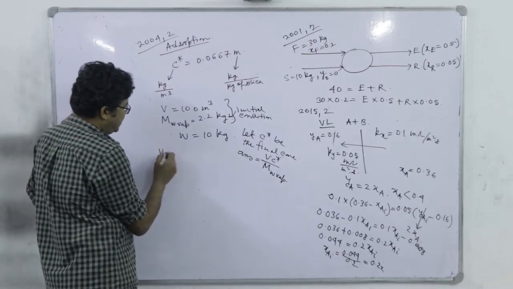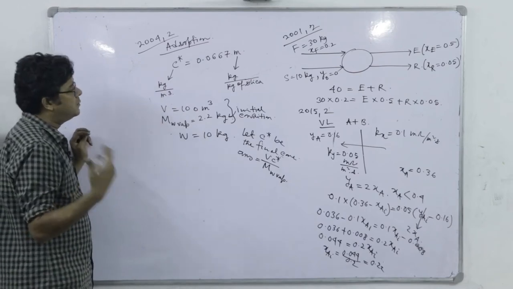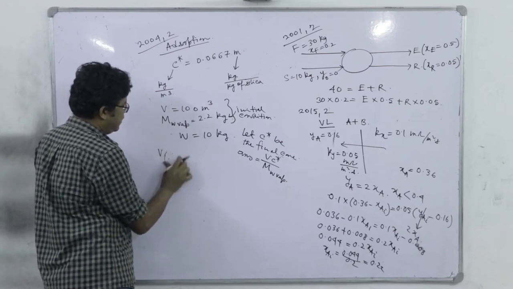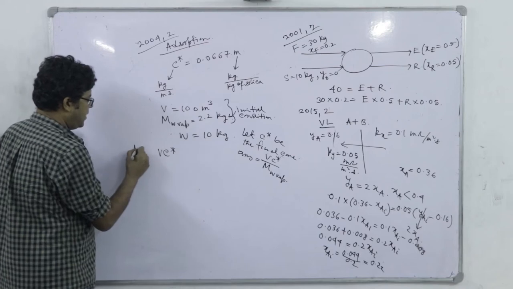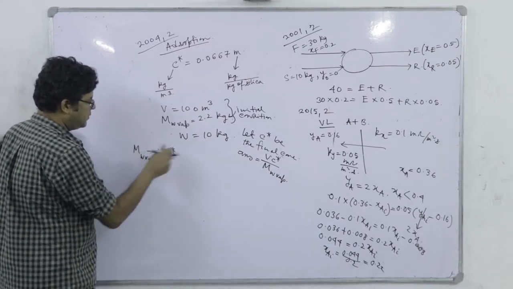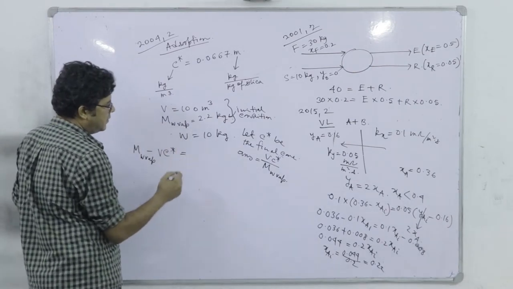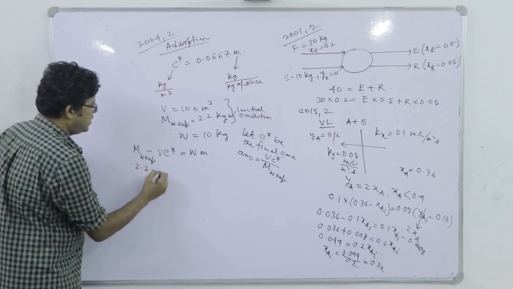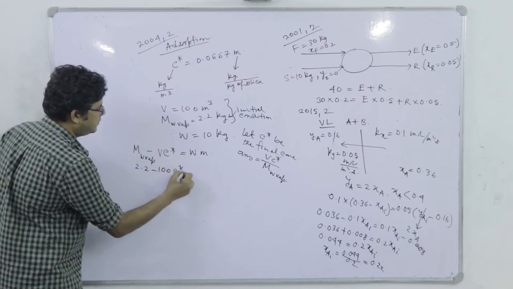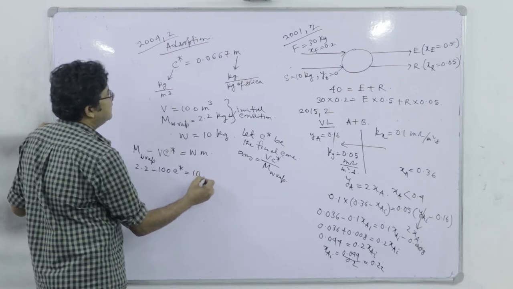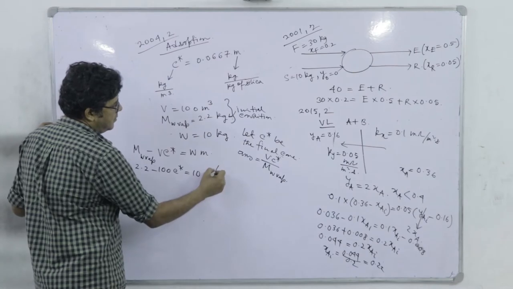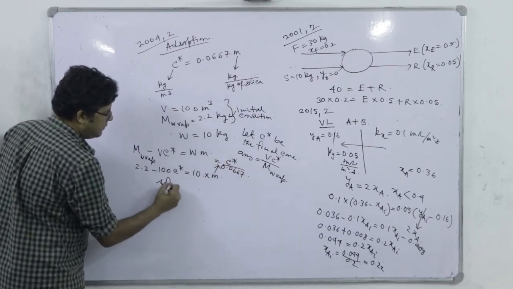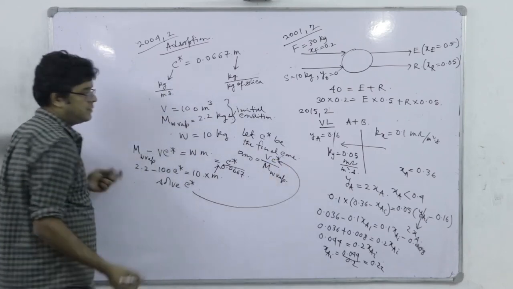So if we write a balance, whatever water is adsorbed from that room must be the water present in the silica gel. So V into C star, that is remaining, and m water vapor, that is initial, so that much is abstracted and basically adsorbed in the silica gel. So W into M. So this is 2.2 kg minus V. V is 100 into C star is equal to W. W is 10 into M, right? And M can be replaced as C star divided by 0.0667. So solve C star from here and substitute it back here, so you will get the answer.